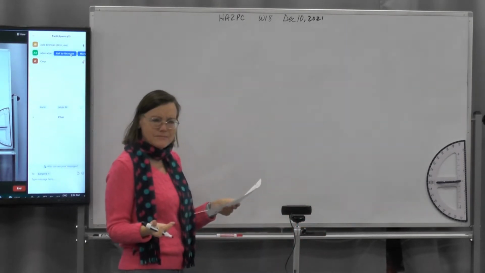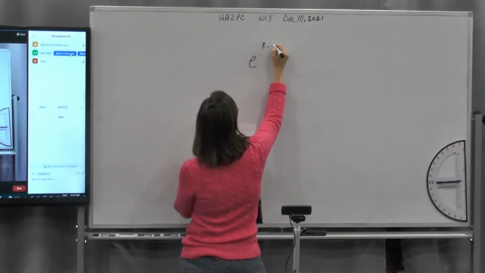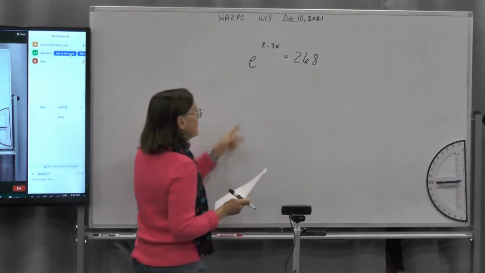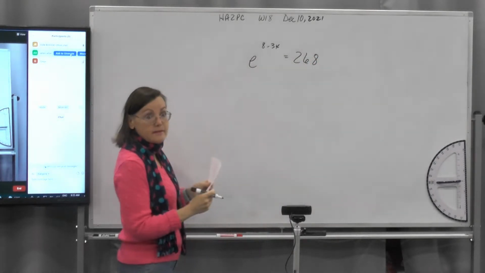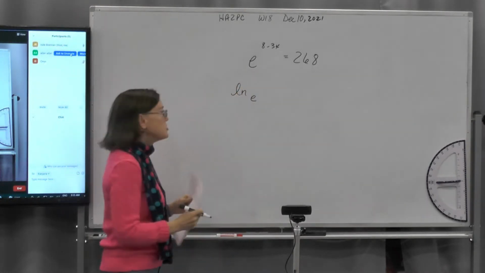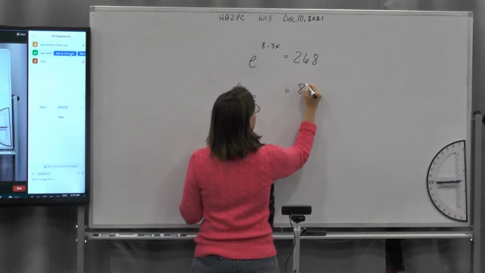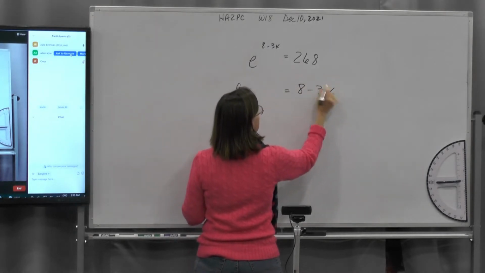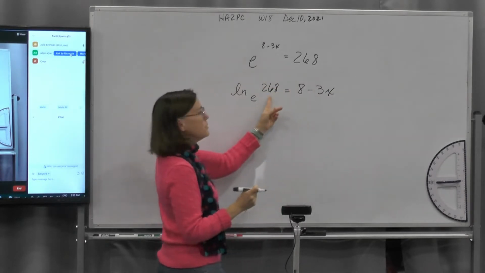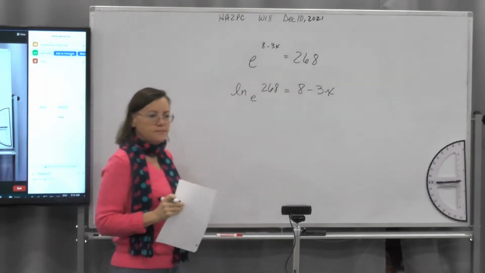Does that make sense? Okay, so if I have e to the 8 minus 3x is equal to 268, well, if I'm going to take the log of base e, it's going to be the natural log, right? I could just put the e down there if I want to. E to the exponent over here, right? 8 minus 3x is equal to 268. And just think, e to this is equal to that. I've just re-expressed it rather than have logs on both sides.